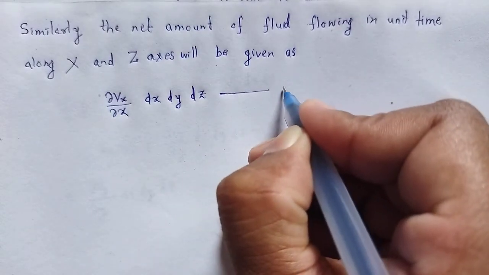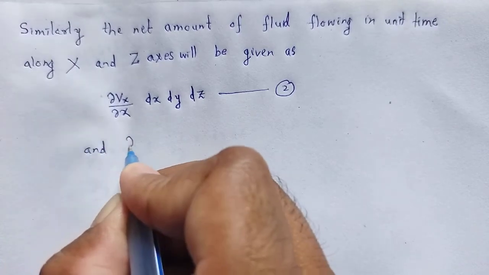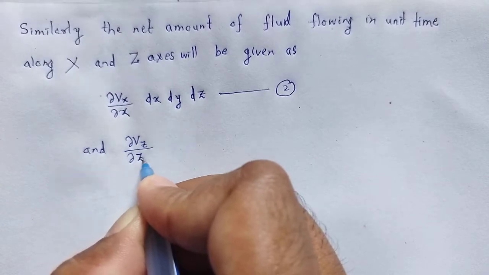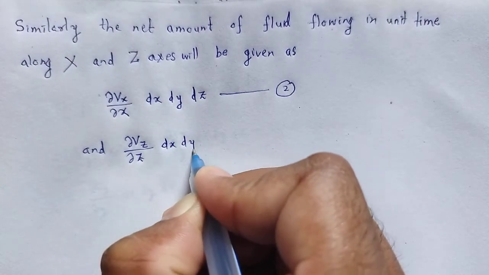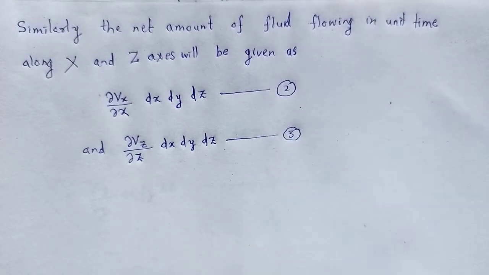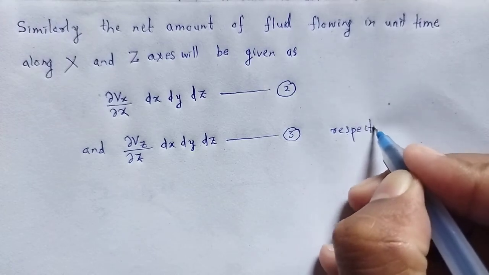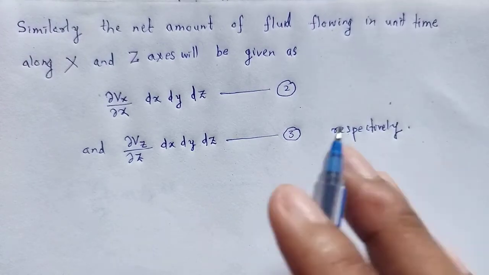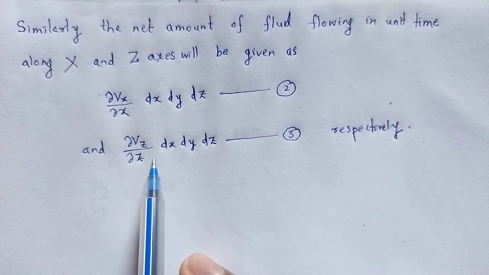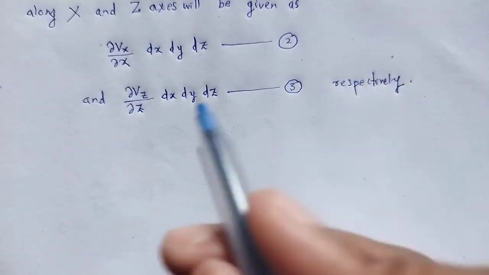Let this be equation number 2, and del Vz del z dx dy dz, equation number 3, respectively. The net amount of fluid along x axis and also along z axis.